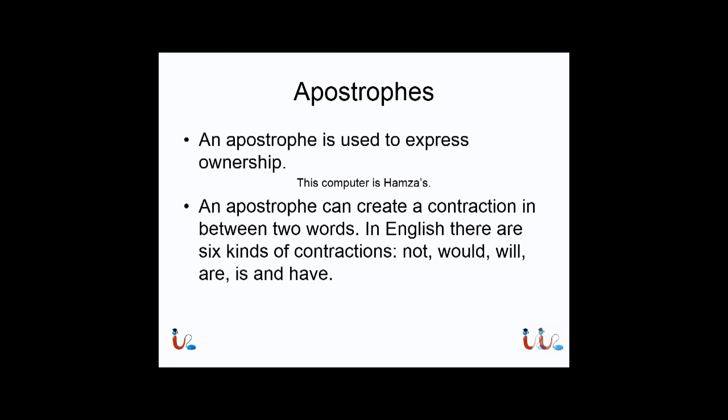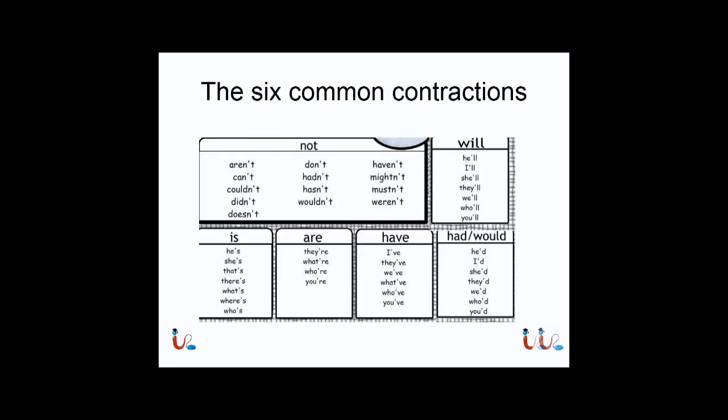In English, there are 6 kinds of common contractions: not, would, will, are, is, and have. There are other irregular contractions, but you don't have to know those. Here are the common contractions: not, will, is, are, have, had, and would. You'll notice that all of them follow very similar patterns, and once you know them, all other contractions will be very easy for you.